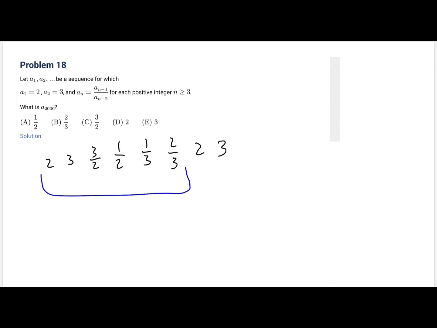So it's this much that's being a cycle. So for A 2006, it would be 1, 2, 3, 4, 5, 6, 7, 8, 9, 10, 11, 12, all the way to this would be A 2004, since 2004 is the closest integer to 2006 that's divisible by 6. Then this is 2005, and this is 2006. So A 2006 is 3. Therefore, it's E.